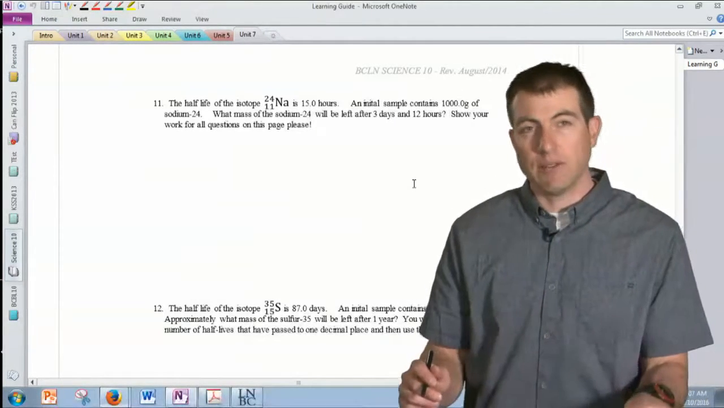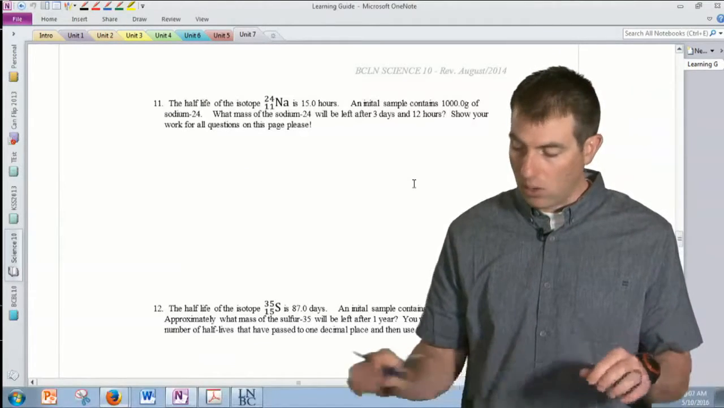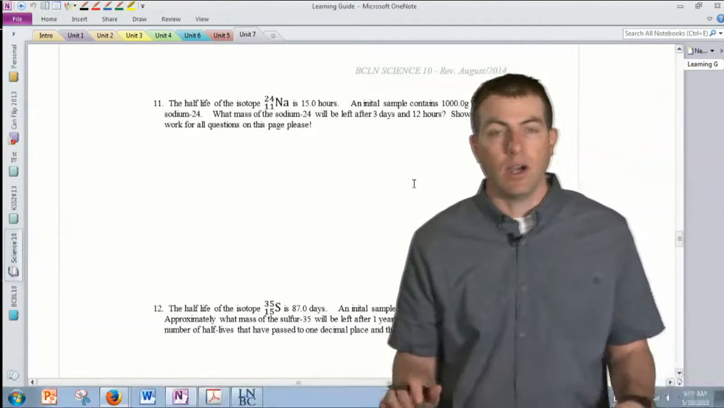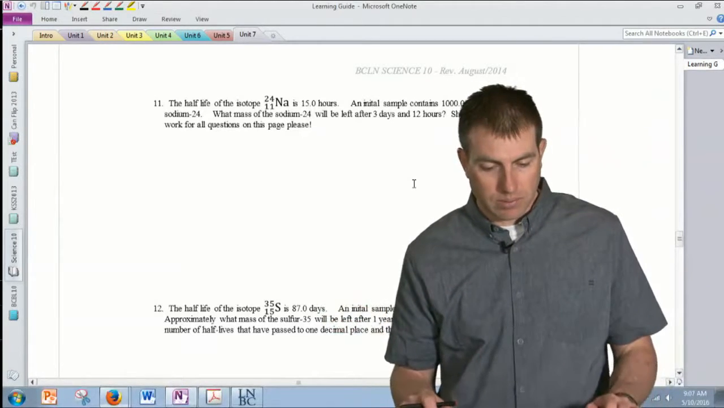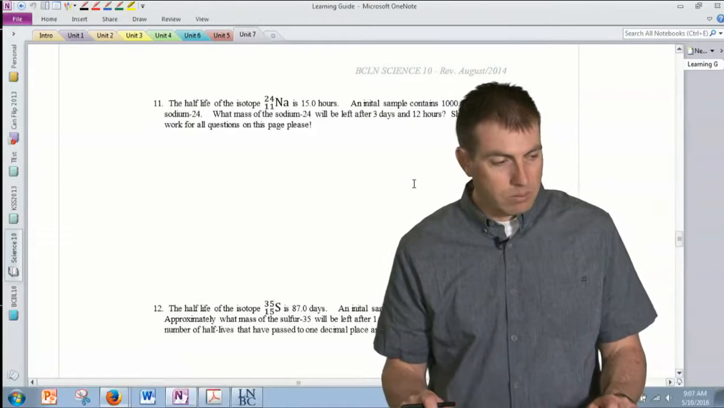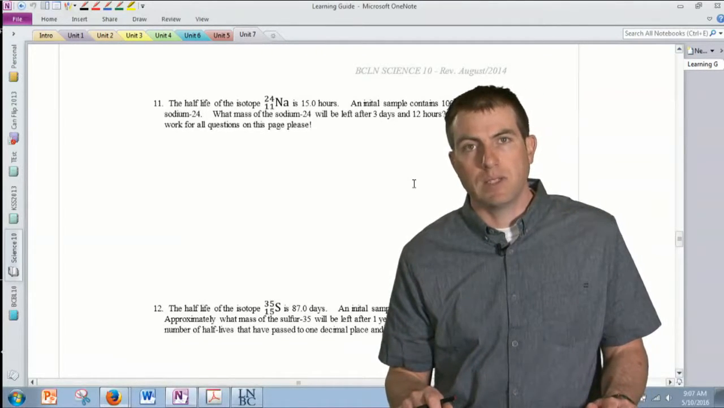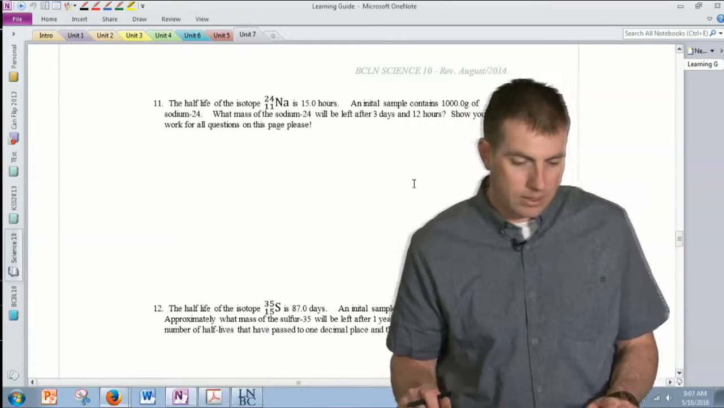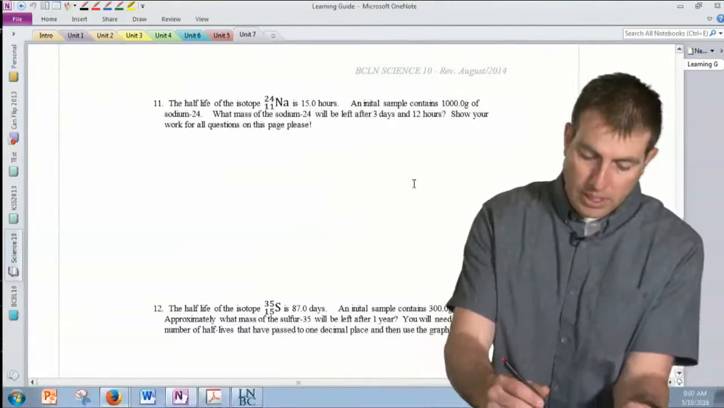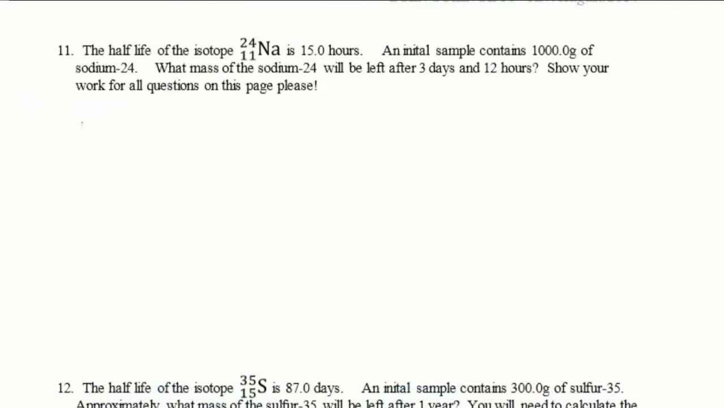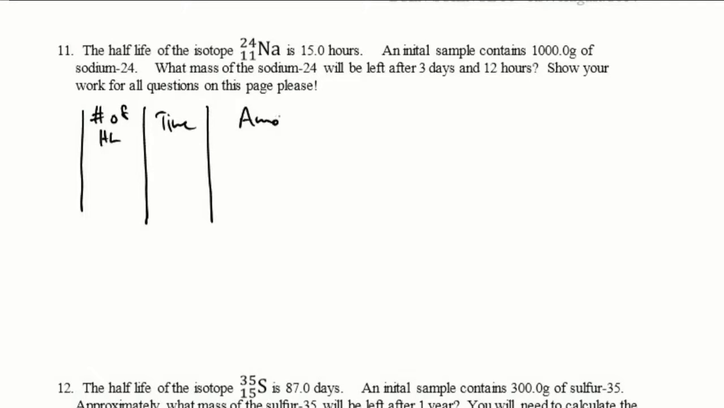All right, so number 11 here says the half-life of sodium is 15 hours. So we need to figure out how many half-lives are going to occur in the amount of time that we're given. That's kind of the first step. Sometimes doing these half-life questions, it makes it really easy if you put everything in a table. It doesn't really matter what your table looks like, but you can start with something like this: number of half-lives, time, and amount. And you can just go through it like this.